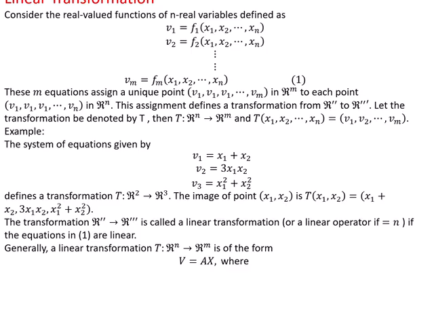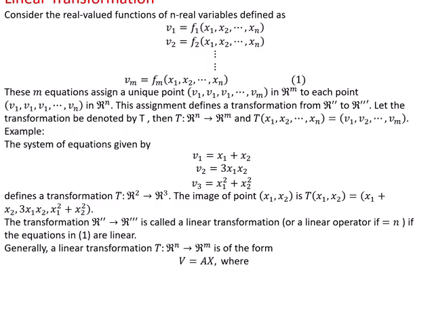So let the transformation be denoted by C. Then we have C defined as R raised to power n to R raised to power n, that is, real numbers of dimension n to real numbers of dimension n, and it is given as C of x1, x2 up to xn, which is equal to v1, v2 up to vn.